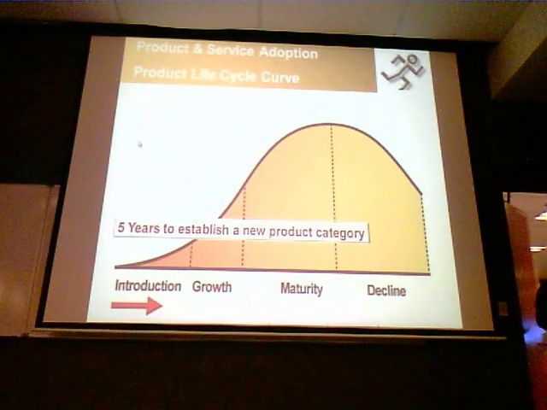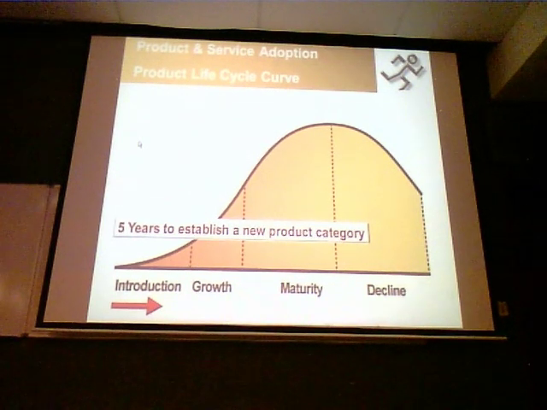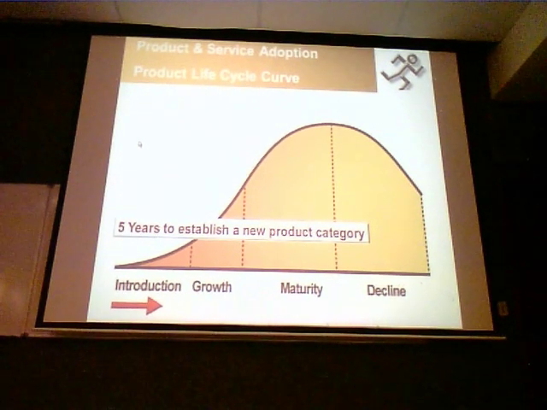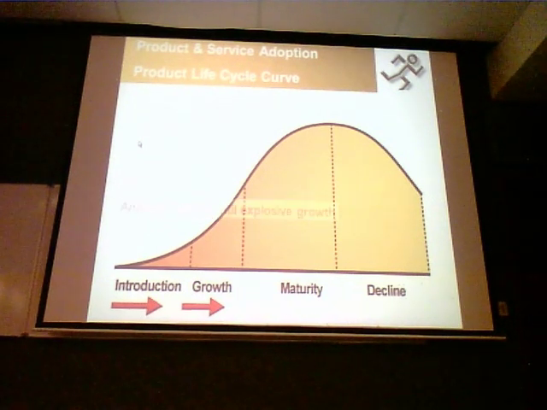It takes about 5 years. How many industries have we got? 464. It takes about 5 years to establish a new product category or a new industry. So there's a lot involved in getting an industry from introduction through to growth. And then it takes a further 5 years before explosive growth happens. So if you're trying to get a new product or service into the market, there's about a 10-year long haul where you can start.